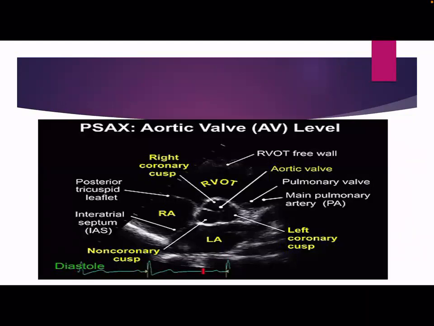This is by echocardiography demonstrating the coronary cusps. Here, this is the anterior or the right coronary cusp. This is the non-coronary cusp, the right posterior, and this is the left coronary cusp, which is the left posterior cusp.